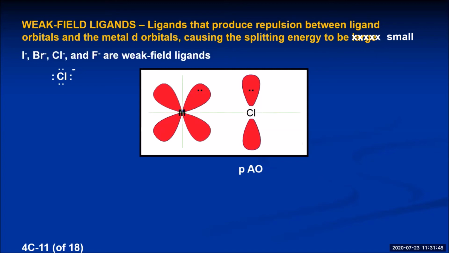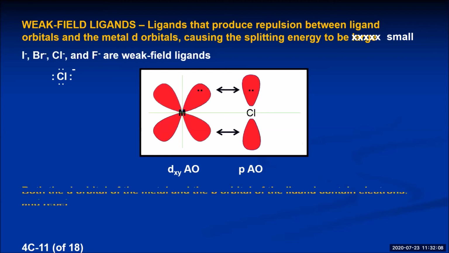in which the d orbitals point into the quadrant, not along the x or y or z axes, what's going to happen between the lone pair of electrons in the chloride ion and the pair of electrons in the dxy atomic orbital on the metal? They're going to cause repulsion. So if they cause repulsion, that's going to cause the energies of the dxy electrons to increase. And the same for the dxz and the dyz.